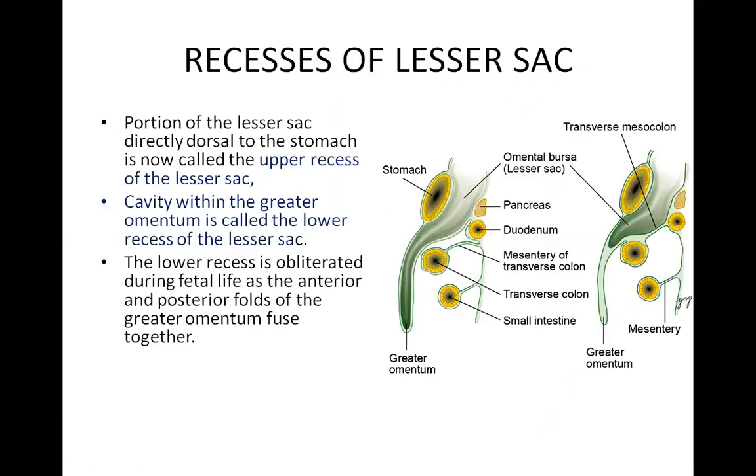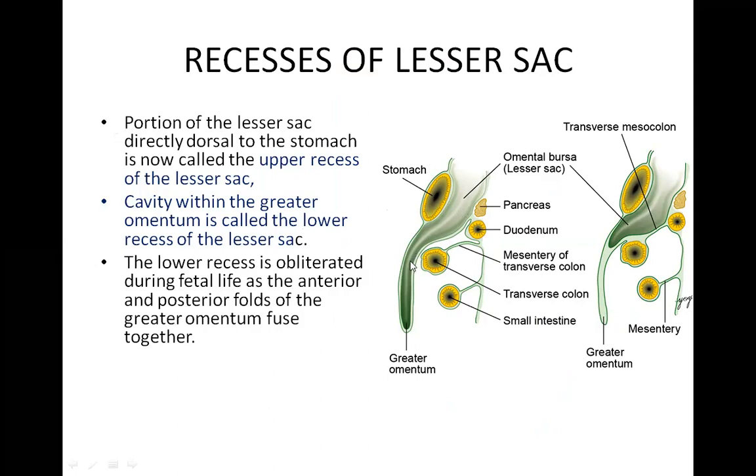Now, what are the different recesses of the lesser sac? This one is the developing stomach. This one is the omental bursa or the lesser sac, which is formed because of the rotation of the stomach. The portion of the lesser sac lying directly dorsal to the stomach is known as the upper recess of the lesser sac.